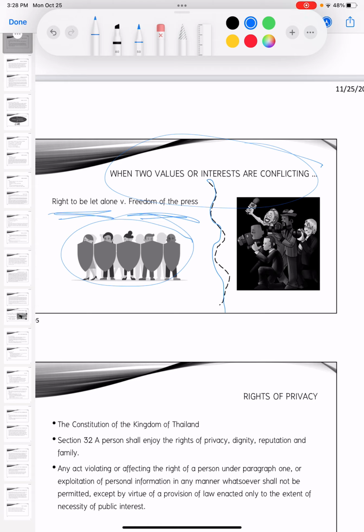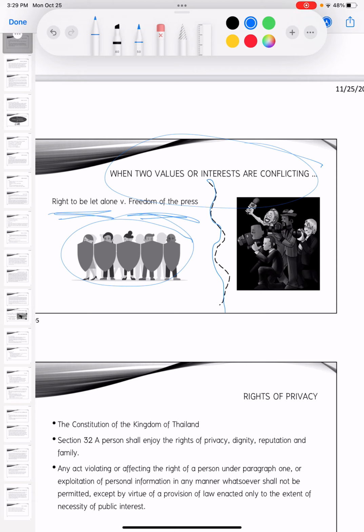For example, the public figure. They are known by most people in the society, and any information about them, even regarding their private lives, might be okay for the media to put in the news, as long as it serves the public interest, right? Serves the public's right to know what happened in the society.